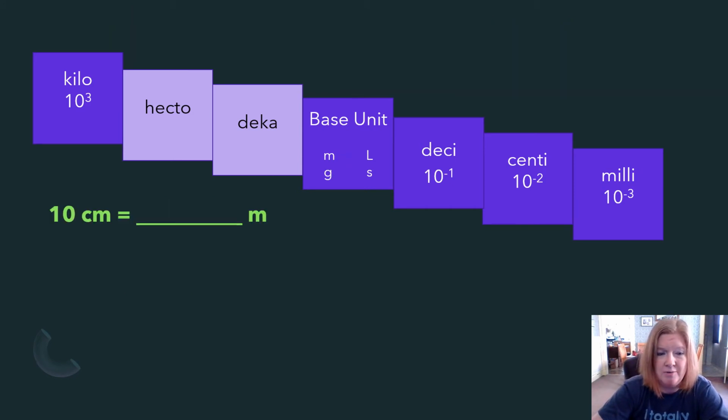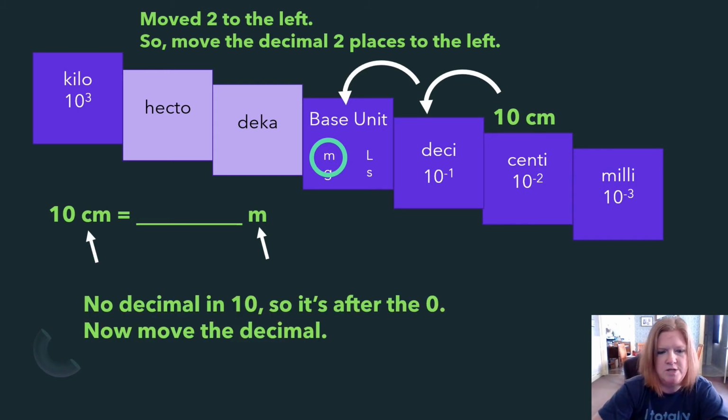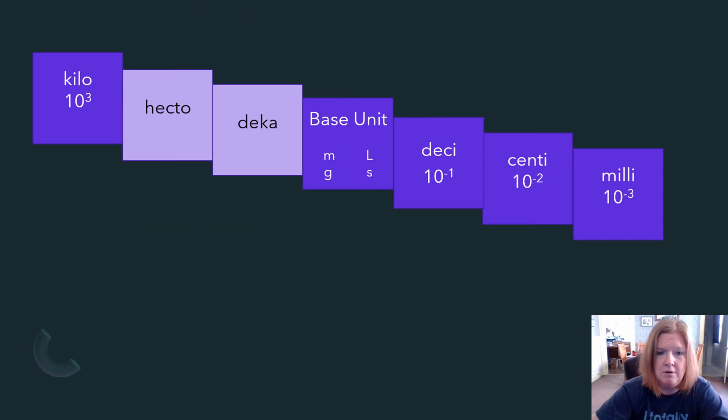All right, let's try another one. 10 centimeters. We're starting with centi. We're going to meters. Count how many places. We move 2 to the left, so you move the decimal 2 to the left. Again, there's no decimal in 10, so remember it's after the 0, on the right side. So move the decimal, and you're going to get 0.10. You put that 0 in as the placeholder, the leading 0.